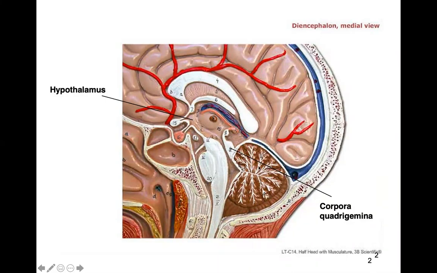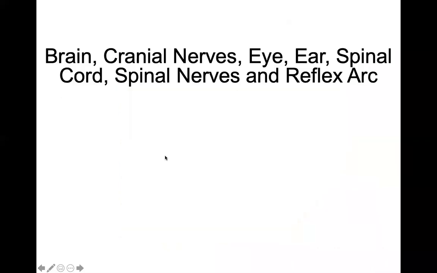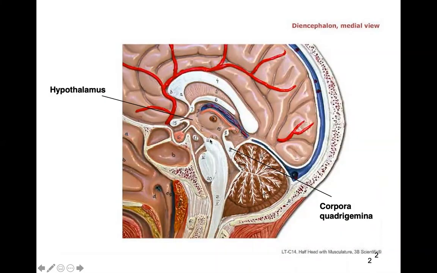This is the arbor vitae, the white matter, the tree of life. And around it is the folia, like foliage, leaves. It's the gray matter. Here is the thalamus, hypothalamus, infundibulum, pituitary gland, pineal gland. Okay, hypothalamus is here. Corpora quadrigemina is here, made up of the superior and inferior colliculus.